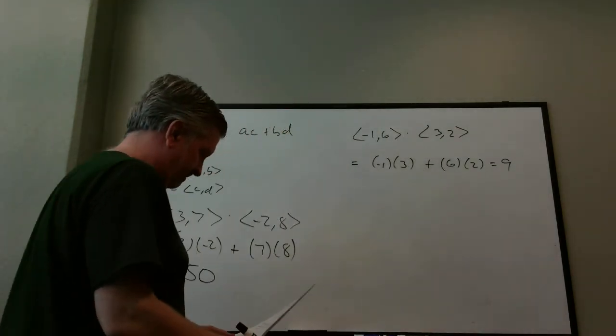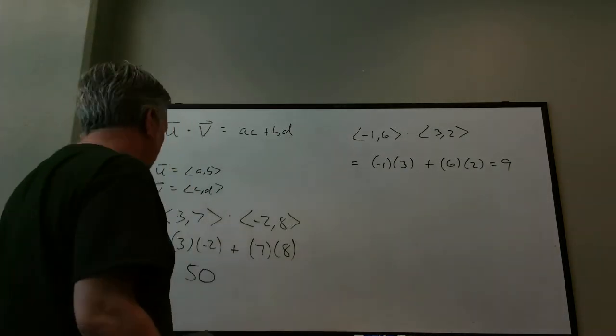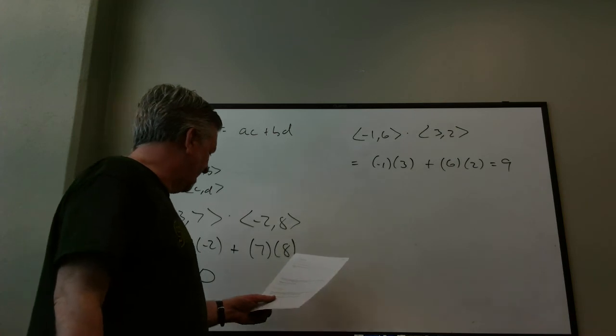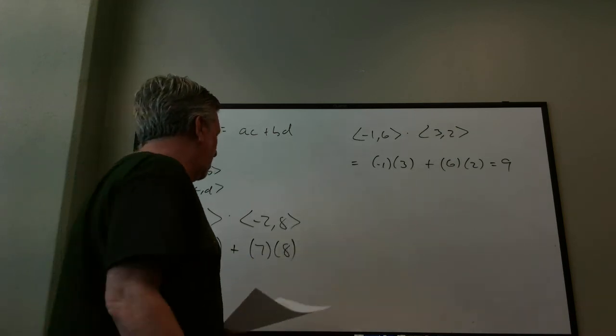Okay. Now, you may say, well, where in the world would this dot product thing show up? That's what this next example is for. If theta is the angle between two non-zero vectors, where theta is between 0 and 180 degrees.